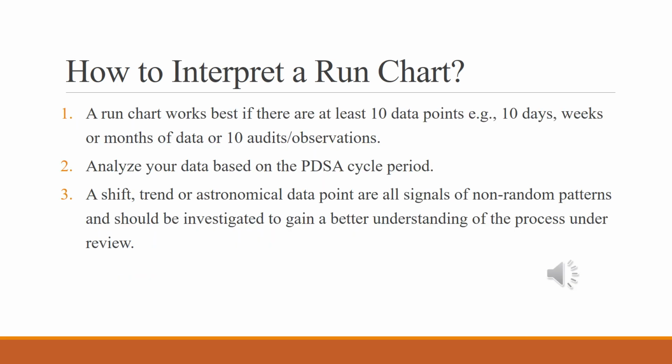So how do we interpret a run chart meaningfully? There are 3 tips that I can share with you. The first tip is to make sure that you have at least 10 data points for your run chart. It can be 10 days, 10 weeks, 10 months. As long as you have 10 observation points, you should be fine. The second tip is to make sure that when you write up your run chart, you analyze your data based on the PDSA cycle that you have implemented. That will help you to see trends following your PDSA changes.